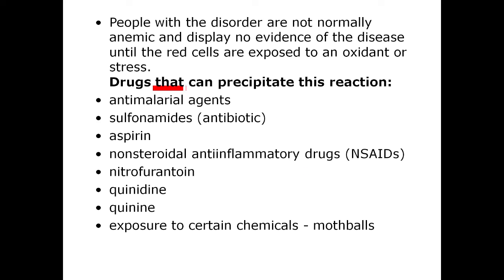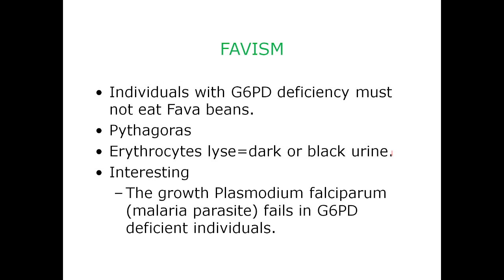So these are drugs that can precipitate this reaction. People who are glucose 6 phosphate dehydrogenase deficient, and we are giving them an antimalarial drug or sulfonamide or aspirin or a nonsteroidal anti-inflammatory drug or nitrofurantoin, quinine, or exposure to some chemical like mothballs. These people are deficient in glucose 6 phosphate dehydrogenase and more prone to hemolysis, and in addition you are giving these additional drugs like antimalarials, sulfonamide, aspirin, then these people can suffer from this hemolysis reaction.